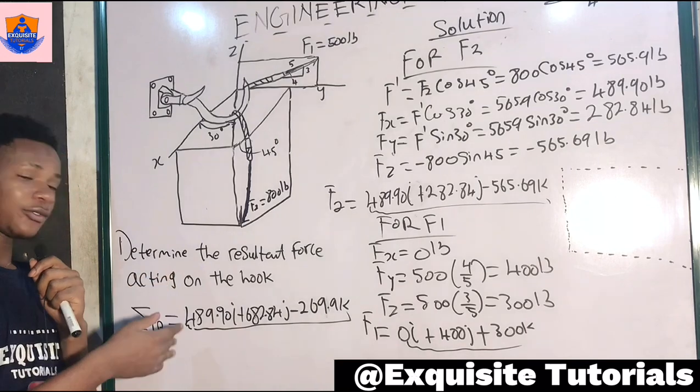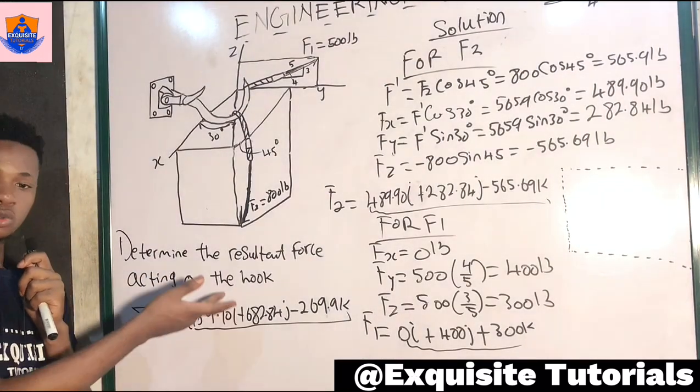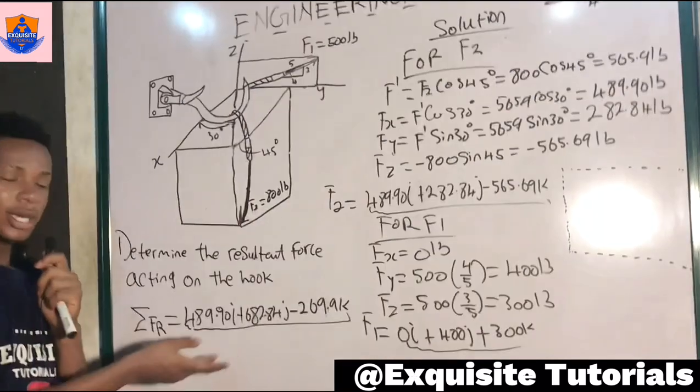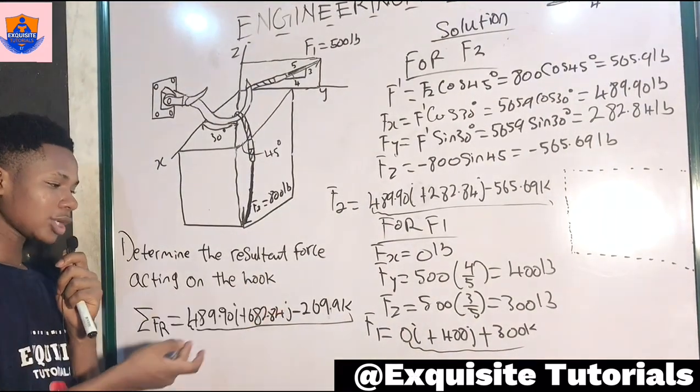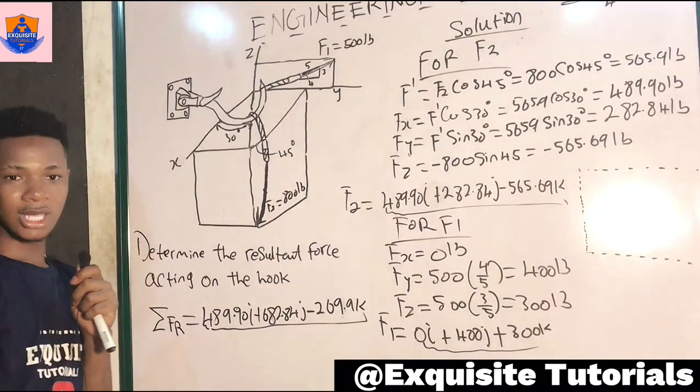The question did not require us to find the direction angles, but if you want to find them, first of all you have to find the magnitude, then find the unit vector, and then equate cosine of alpha to get the angle to the x-axis, cosine of beta to get the angle to the y-axis, and cosine of gamma to get the angle to the k-axis or the z-axis.